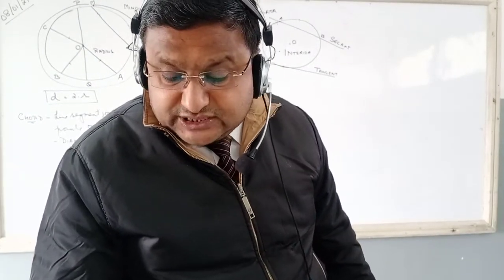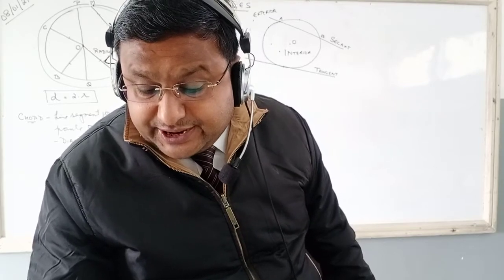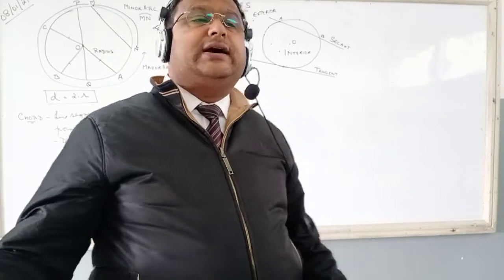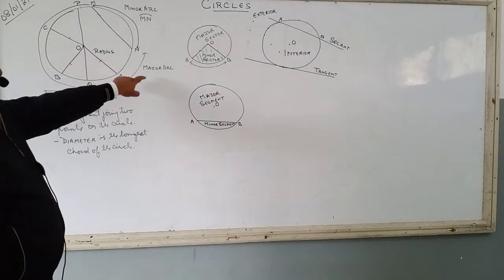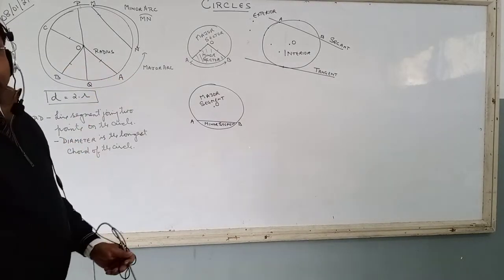The point whose distance from the center of a circle is greater than its radius lies outside the circle. If the distance is greater than the radius, definitely the point is outside the circle. So all these questions you can do.